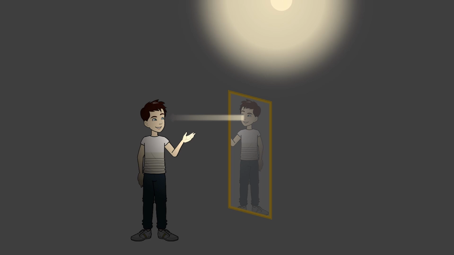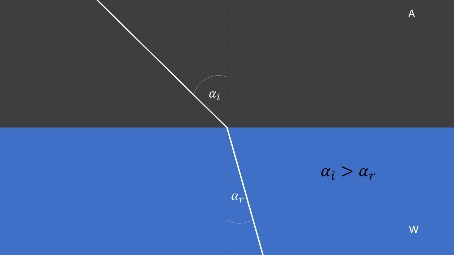The smooth surface of the mirror ensures that parallel rays remain parallel after reflection, enabling us to see our own reflection clearly. When light transitions from air to water, it changes direction. Light ray bends towards the normal. The angle of incidence exceeds the angle of refraction. This phenomenon occurs when light moves from an optically less dense to an optically denser medium, where light travels at slower speed.